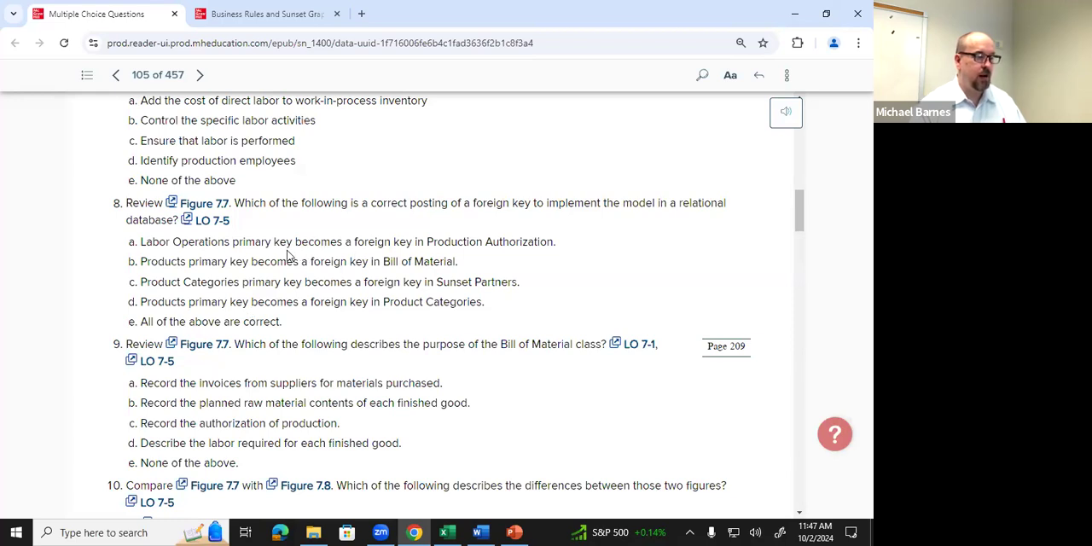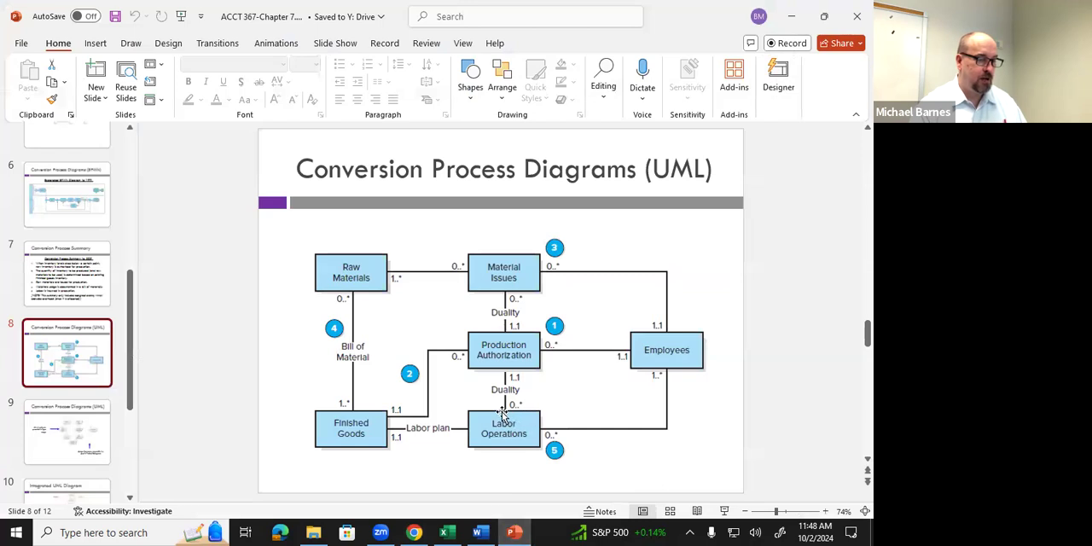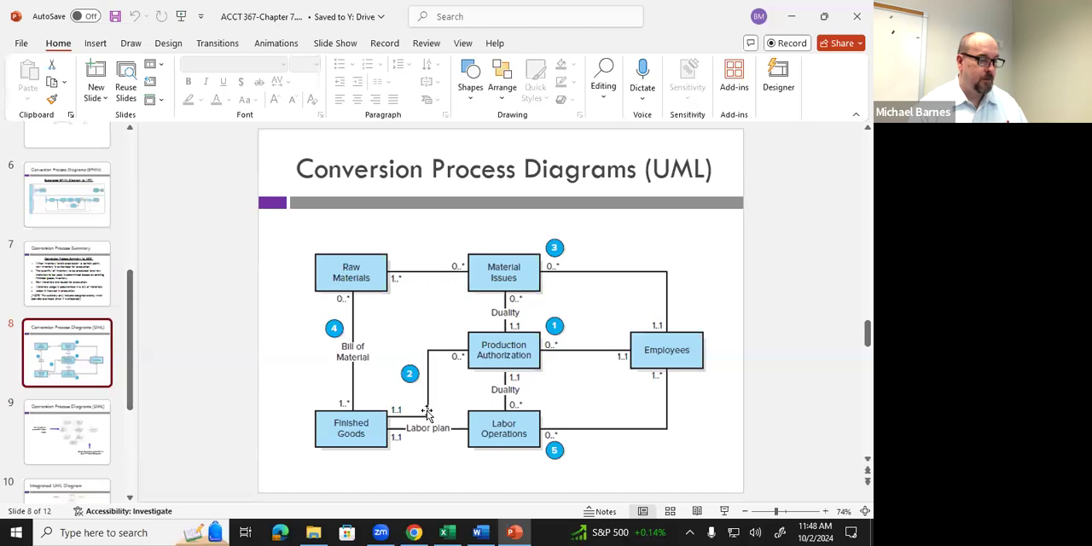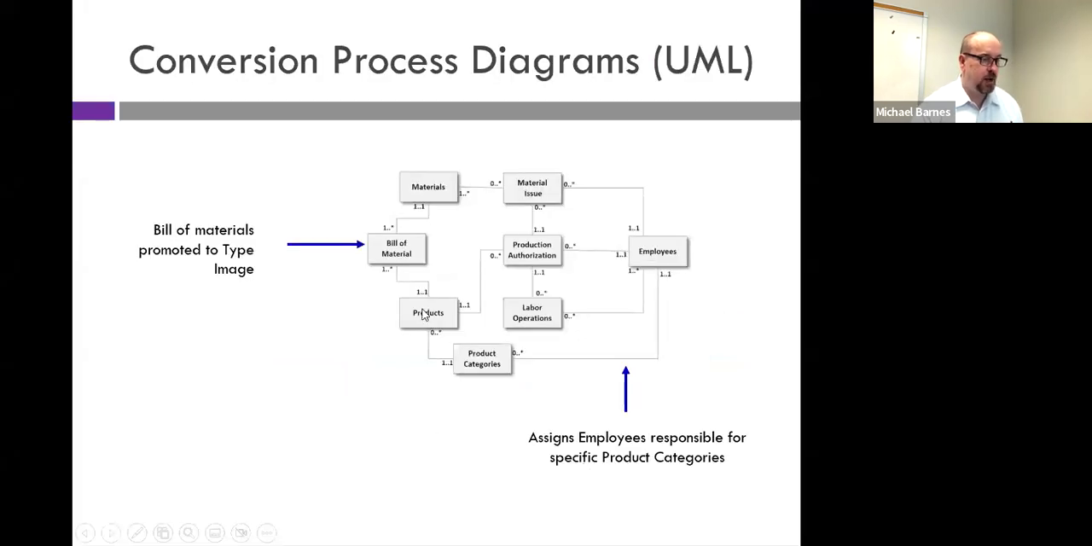Labor operations and a primary key becomes a foreign key in production authorization. So what's the multiplicity that's in our diagram? We'll start with labor operations to production authorization. It looks like a zero to many multiplicity here. Okay. Then products primary key becomes a foreign key in bill of materials. Oh, sorry, we're looking at an expanded diagram, so I should probably have that higher in there. Products primary key becomes a foreign key in bill of materials. So products to bill of materials is a 1-to-1 relationship. I'm just going to read these off so I don't have to go back and forth.